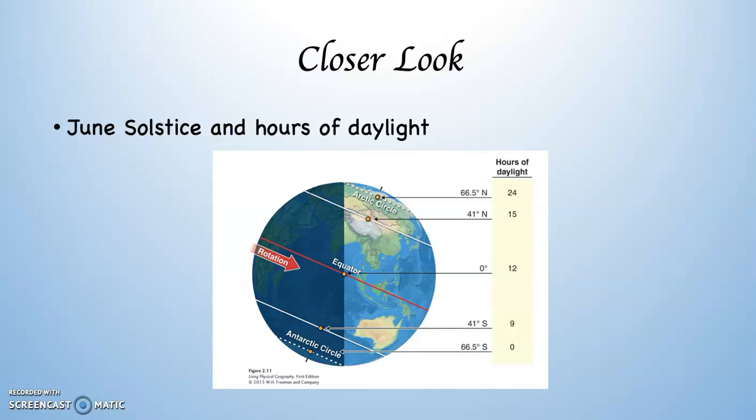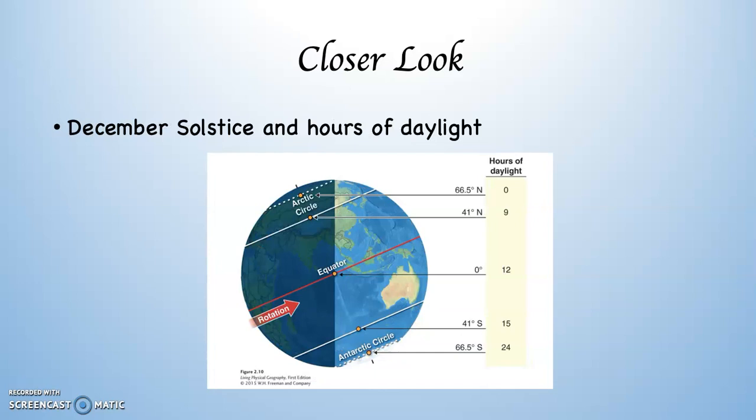But notice at 41 degrees north, there's 15 hours of daylight, which means, of course, 9 hours of darkness. And if you're at 66.5 degrees north, there's 24 hours of daylight. However, if you look in the southern hemisphere at 41 degrees south, there's 9 hours of daylight, and at 66.5 degrees south, the Antarctic Circle, no daylight.